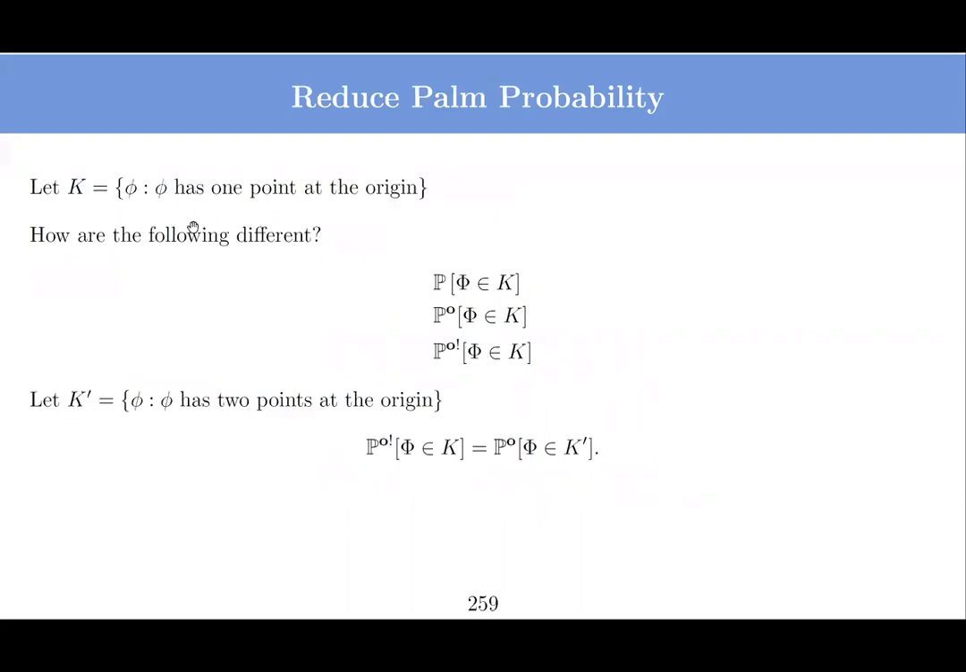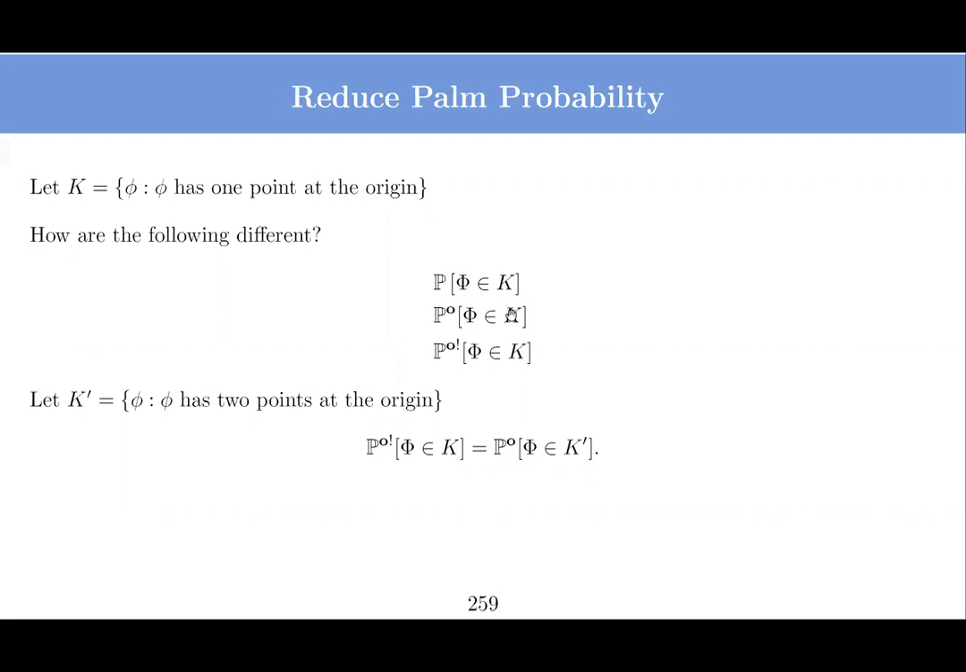Okay, let's take an example. Suppose K is the property made from all realizations such that the realization has one point at the origin. This is the property I want to know about. So what is the probability that Φ belongs to K, that is, the probability that Φ has one point at the origin? Suppose we take the Poisson point process with uniform density. Then the probability that there is a point at the origin is 0. The probability that the point is anywhere specific is 0.